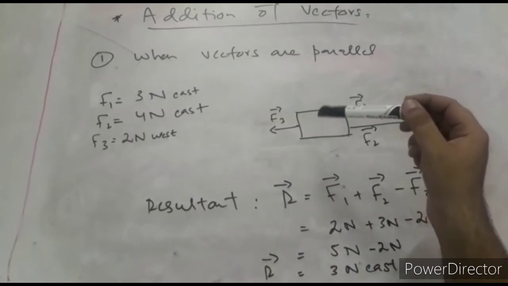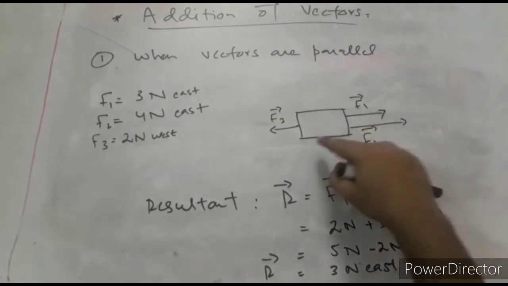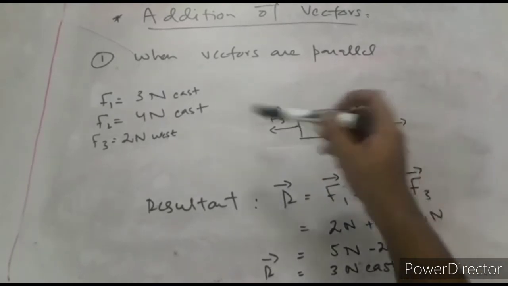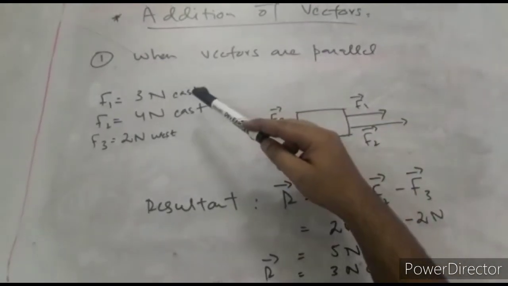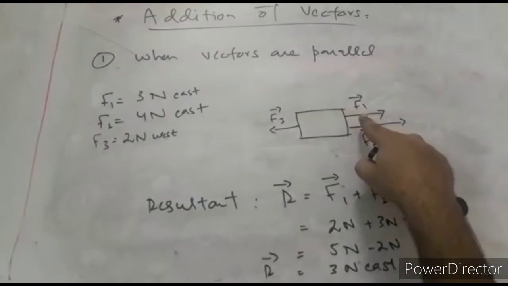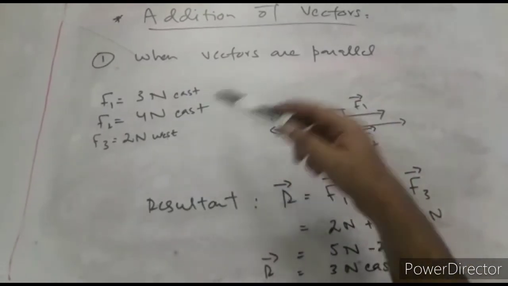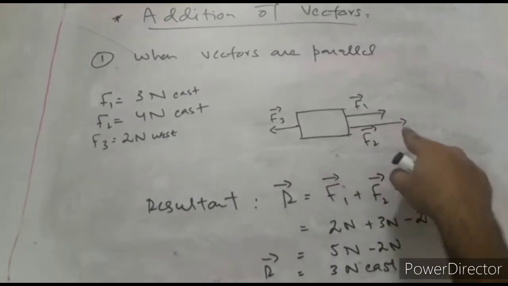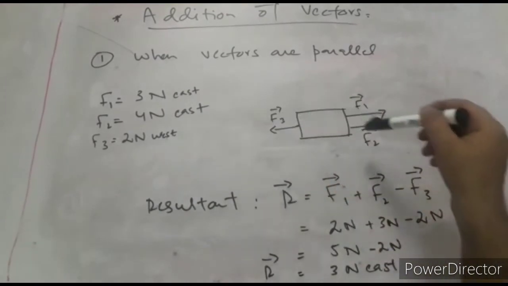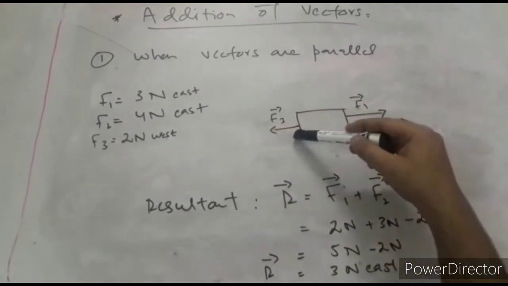What will be the resultant force acting on this box? Where will this box move? The first one is 3 Newton going towards east, so we draw it over here. The second one is 4 Newton east, I drew it over here. You can draw this vector here as well.